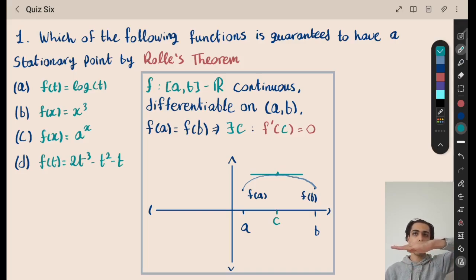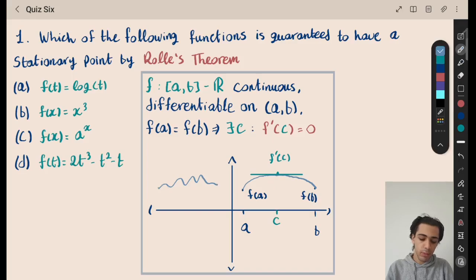And I want you to notice that here the slope is 0. If you have a line that goes like this, it's not increasing, it's not decreasing. And so the slope is effectively 0. So all that it's saying is, if the function is continuous, so you can draw it without lifting the pen, and it ends up landing at the same point at the end, then probably there is a point where it was increasing and then it became decreasing. So it will also look like this, for example. Because if it keeps decreasing, then it will never reach f(b).